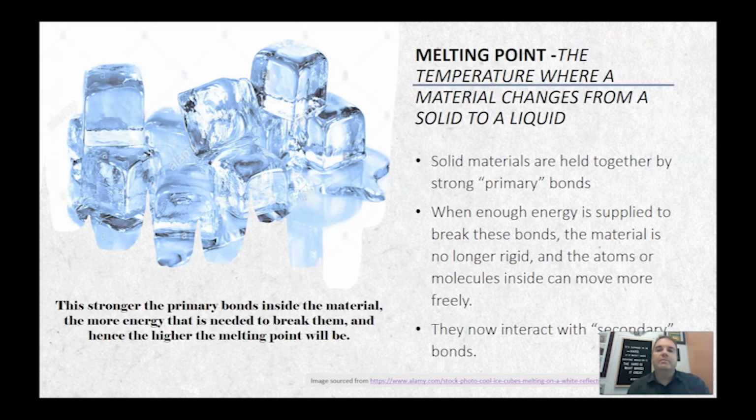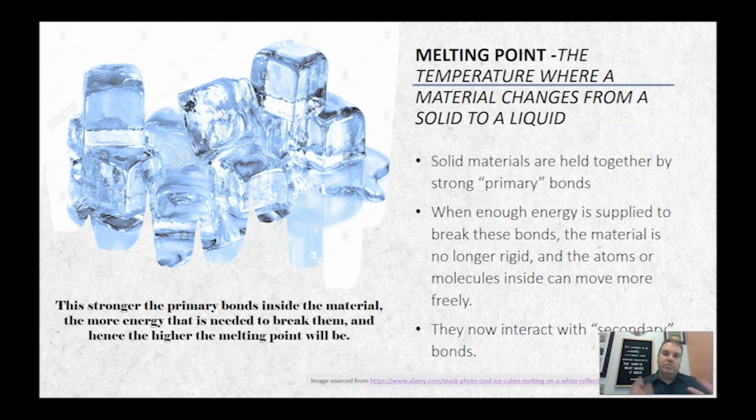Melting point is the temperature where a material changes from a solid to a liquid. The solid materials are held together by strong primary bonds. So again, in the next topic, we're going to be looking at the types of bonds that you can have. Inside materials, you've got primary bonds, and then holding them together, you've got secondary bonds. So that's when you're talking about molecules. This might be a little bit difficult to get your head around without the next topic, where you're looking at the concept of lattices and molecules as well.